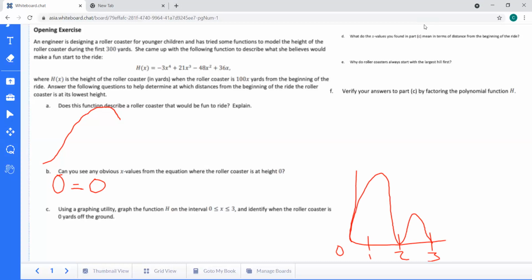So what do the x values you found in part C mean in terms of distance from the beginning of the ride? Well, we can see that at 0, at 200 yards, and at 300 yards, it's going to equal 0. You're going to be at ground level.